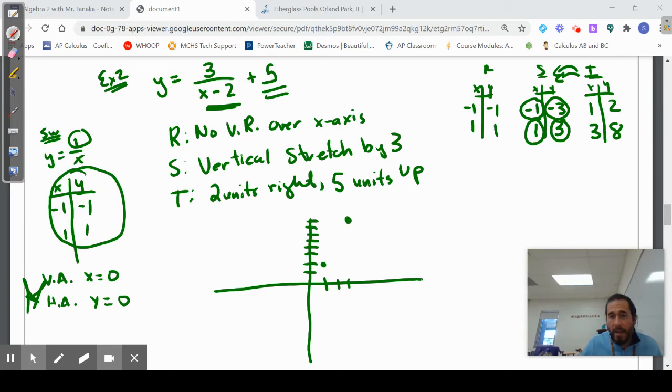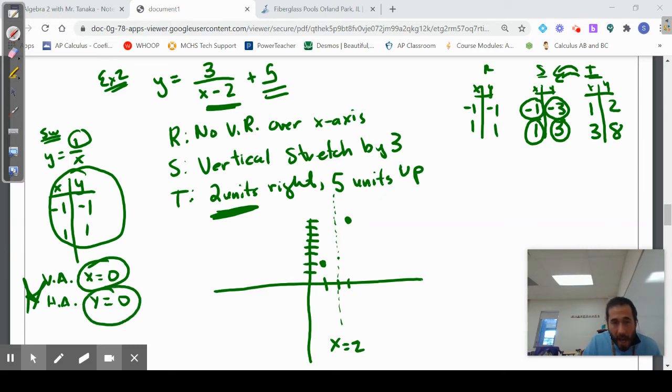Boom and boom. And then remember, the most important thing here is, what am I not allowed to cross? You're never allowed to cross asymptotes. Well, where are my asymptotes? Remember, it was at x equals 0, but I shifted it 2 units to the right. So I'm going to make my new asymptote at x equals 2. And I got to label it. X equals 2. Not allowed to cross it. Not allowed. And then we go up 5.